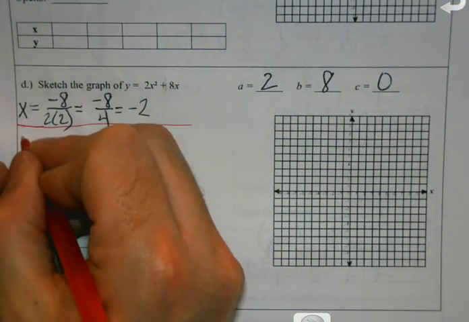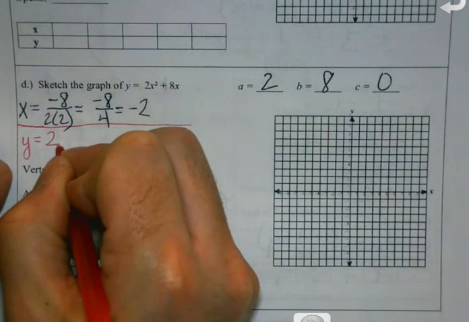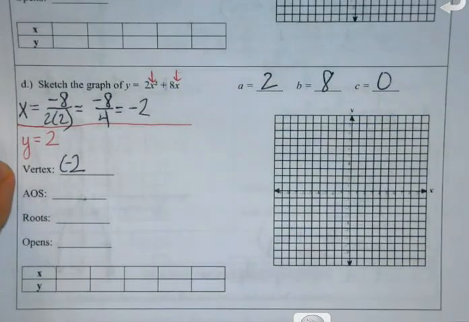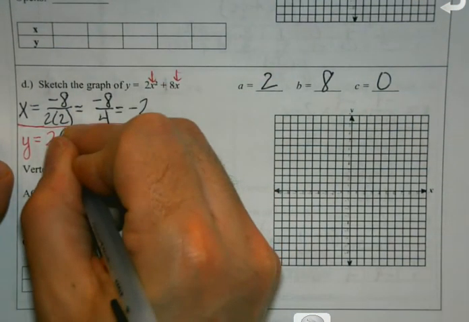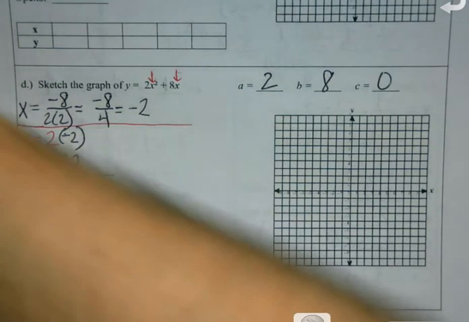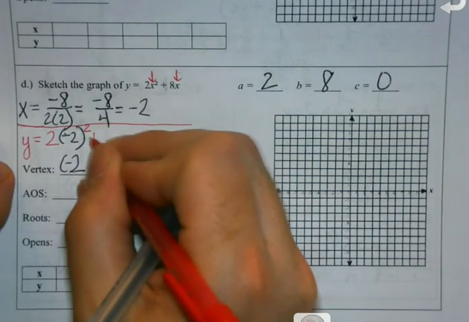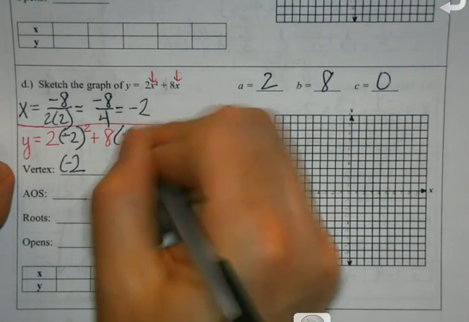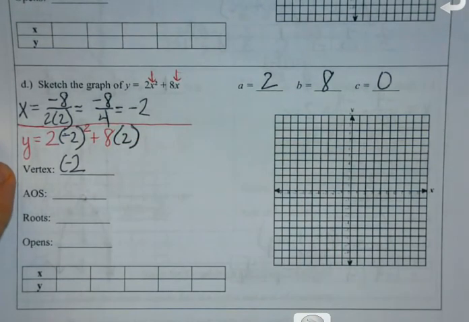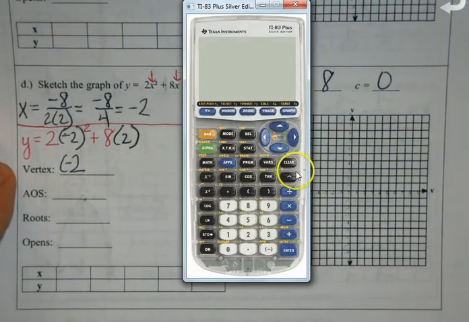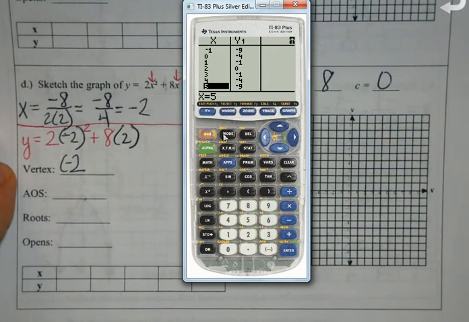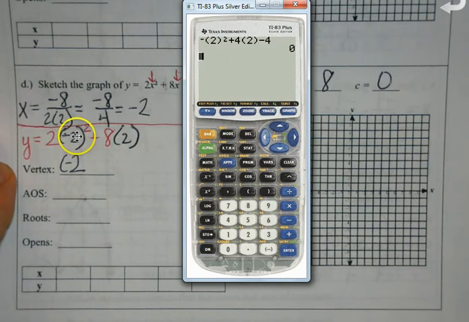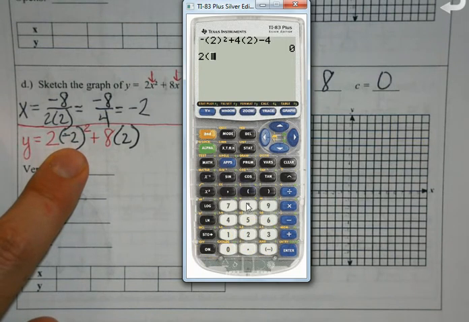And then again, when I go to substitute, whenever I see an X that I get to, I'm going to take some parentheses. I'll plug that value in. See that X? Plug it in. And again, I can do that manually, or I can come back to the calculator and just type this in. So 2 times negative 2 squared plus 8 times 2.